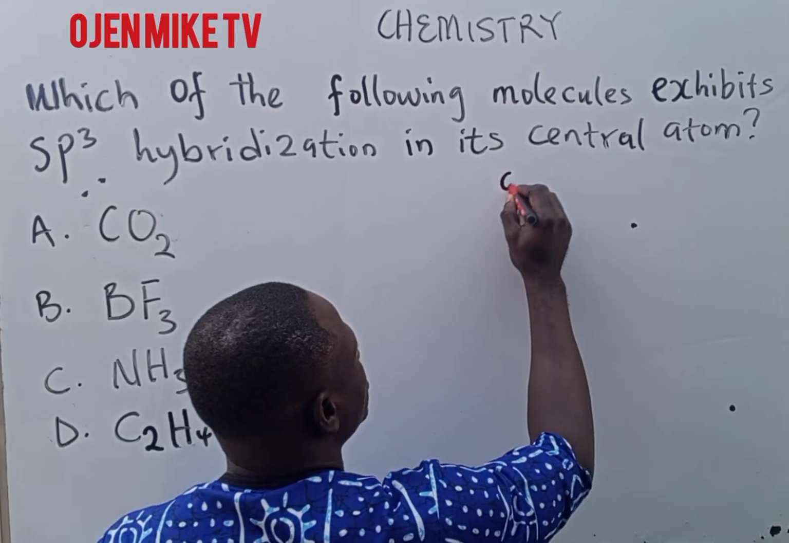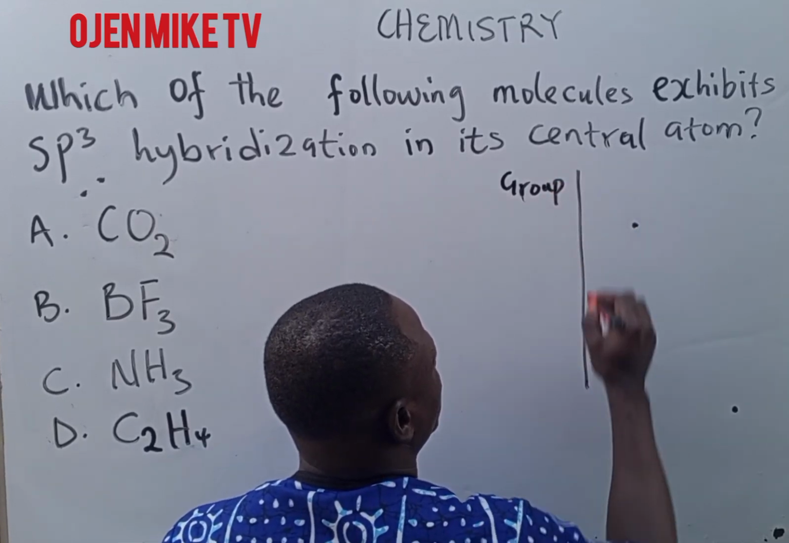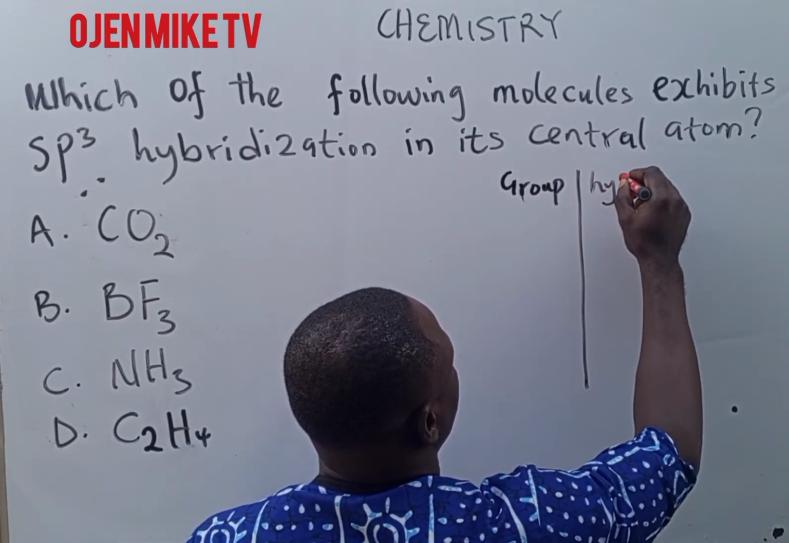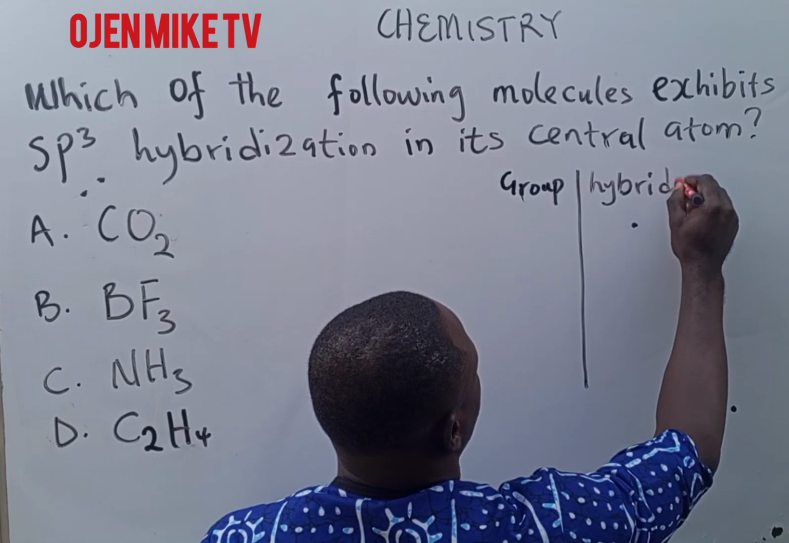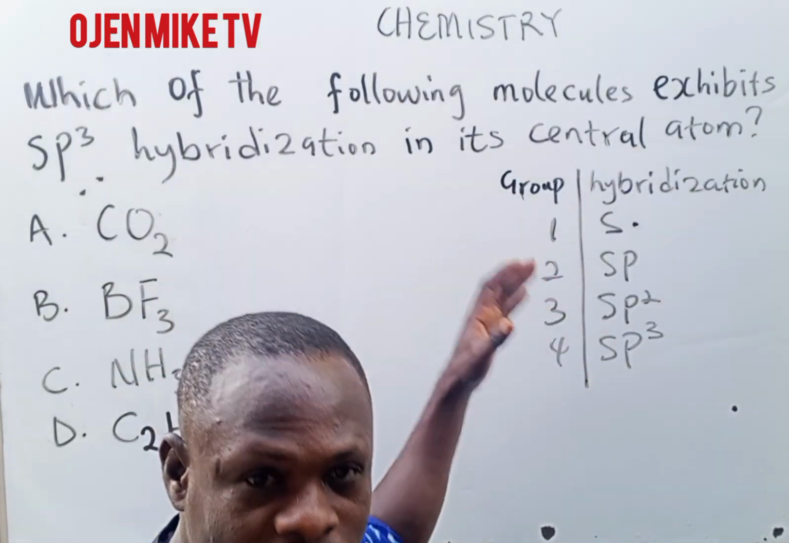We have group here. I'll say this is group. I draw my column to be hybridization. The bonds connecting the central atom to other atoms.